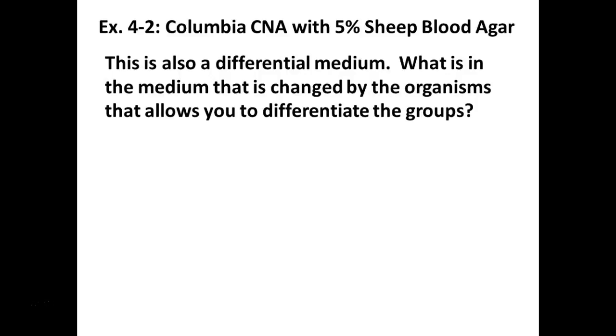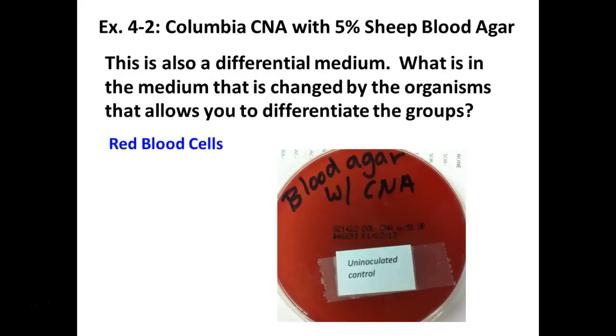This is also differential. So what's the component in the media that lets us know if these organisms can lyse red blood cells? The red blood cells. The intact whole red blood cells. That's why this media is blood red. And as you can see, we purchase it from a manufacturer so it has their stamp on it. We don't mess with blood. Don't pour these plates.